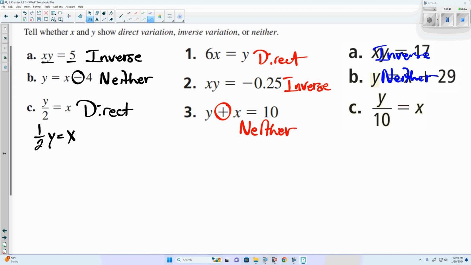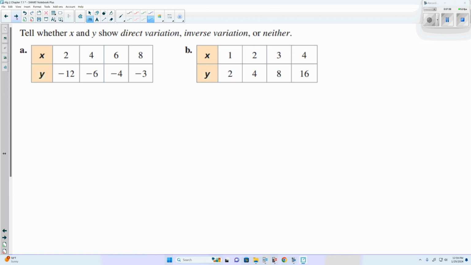It is direct, because y over 10 or y over 2 is the same thing. So y over 10 equals x is the same as 1/10 times y equals x. When x and y are both in the numerators and on opposite sides, it's going to be direct. If x and y are both on the top of the fraction and they're on the same side, it's inverse.